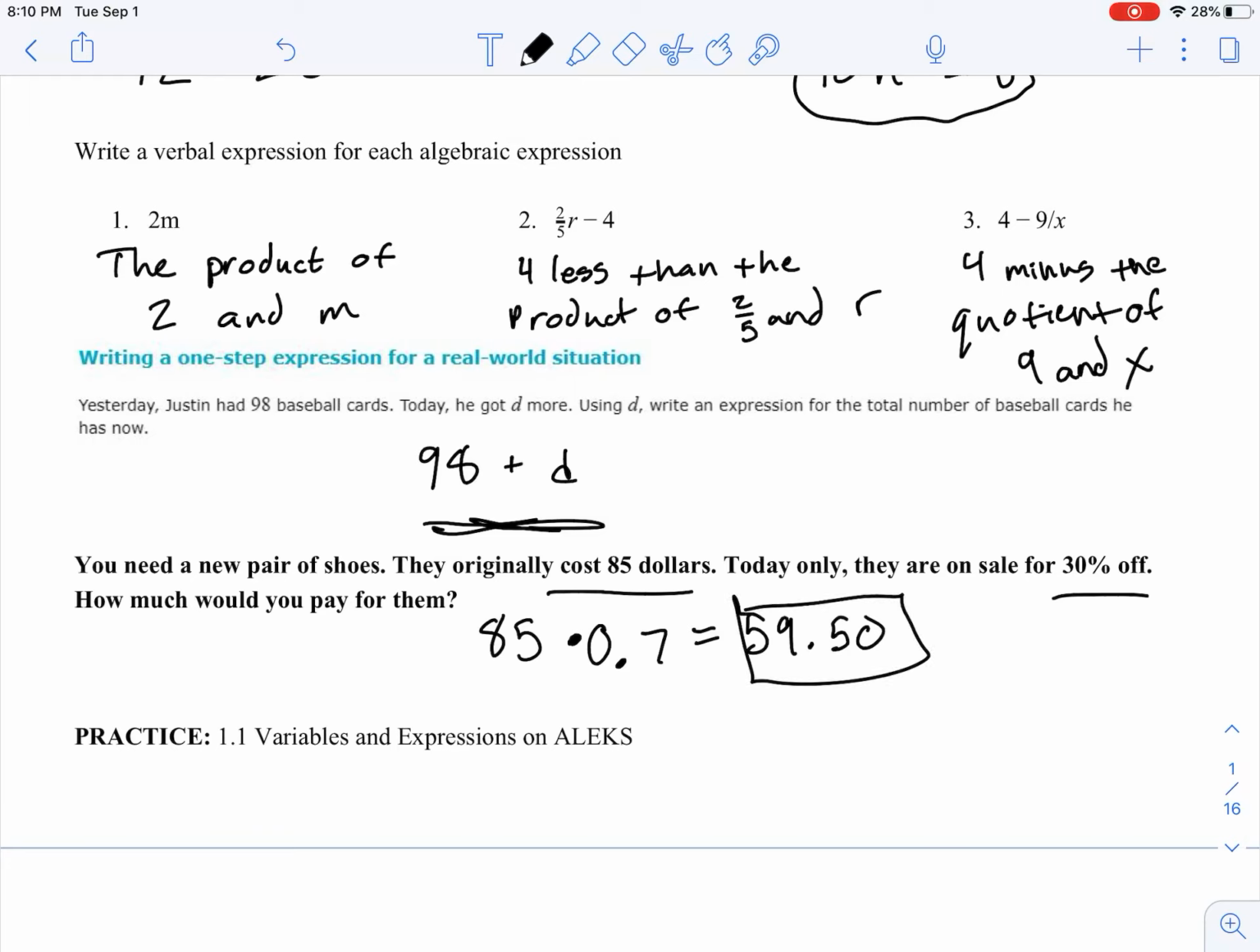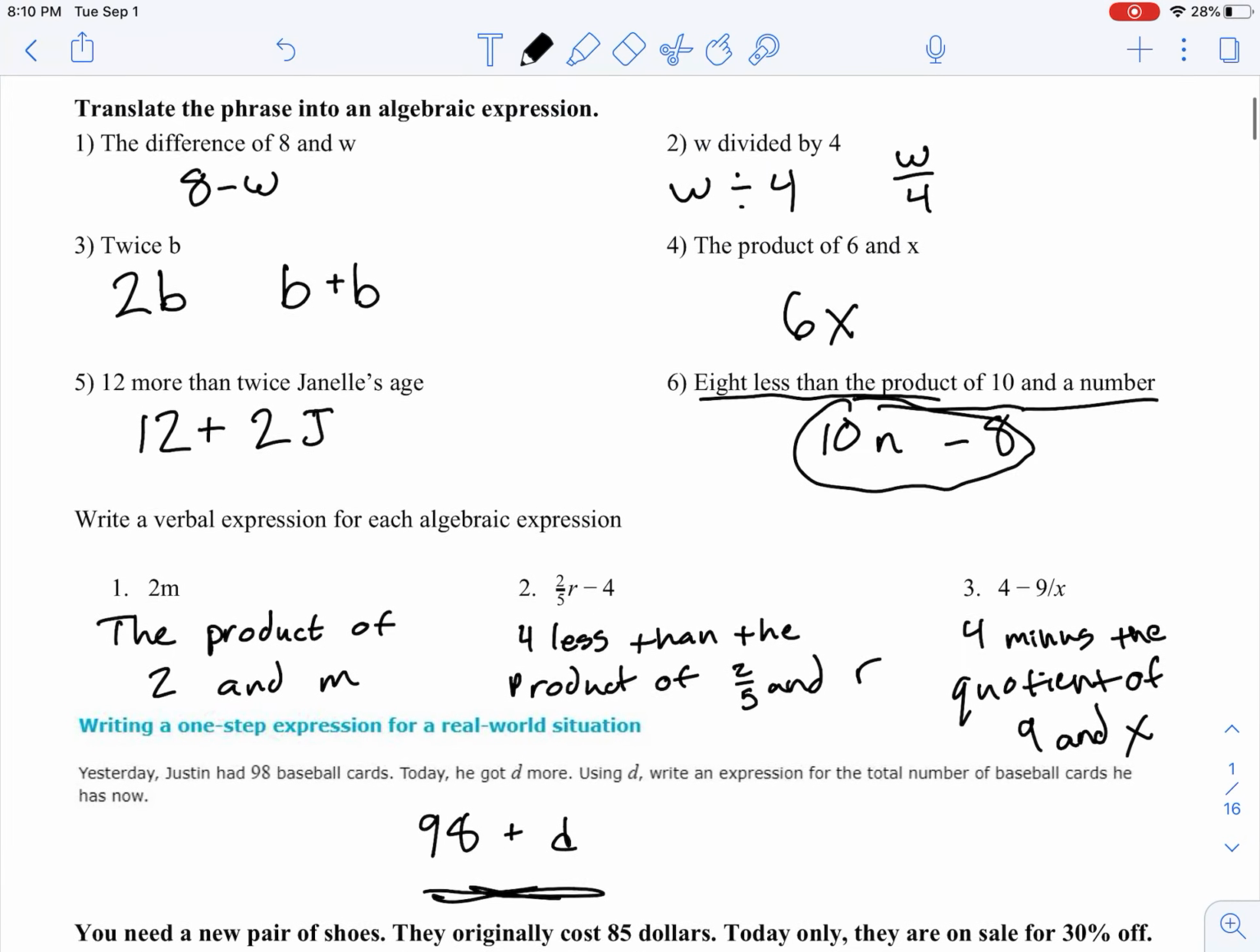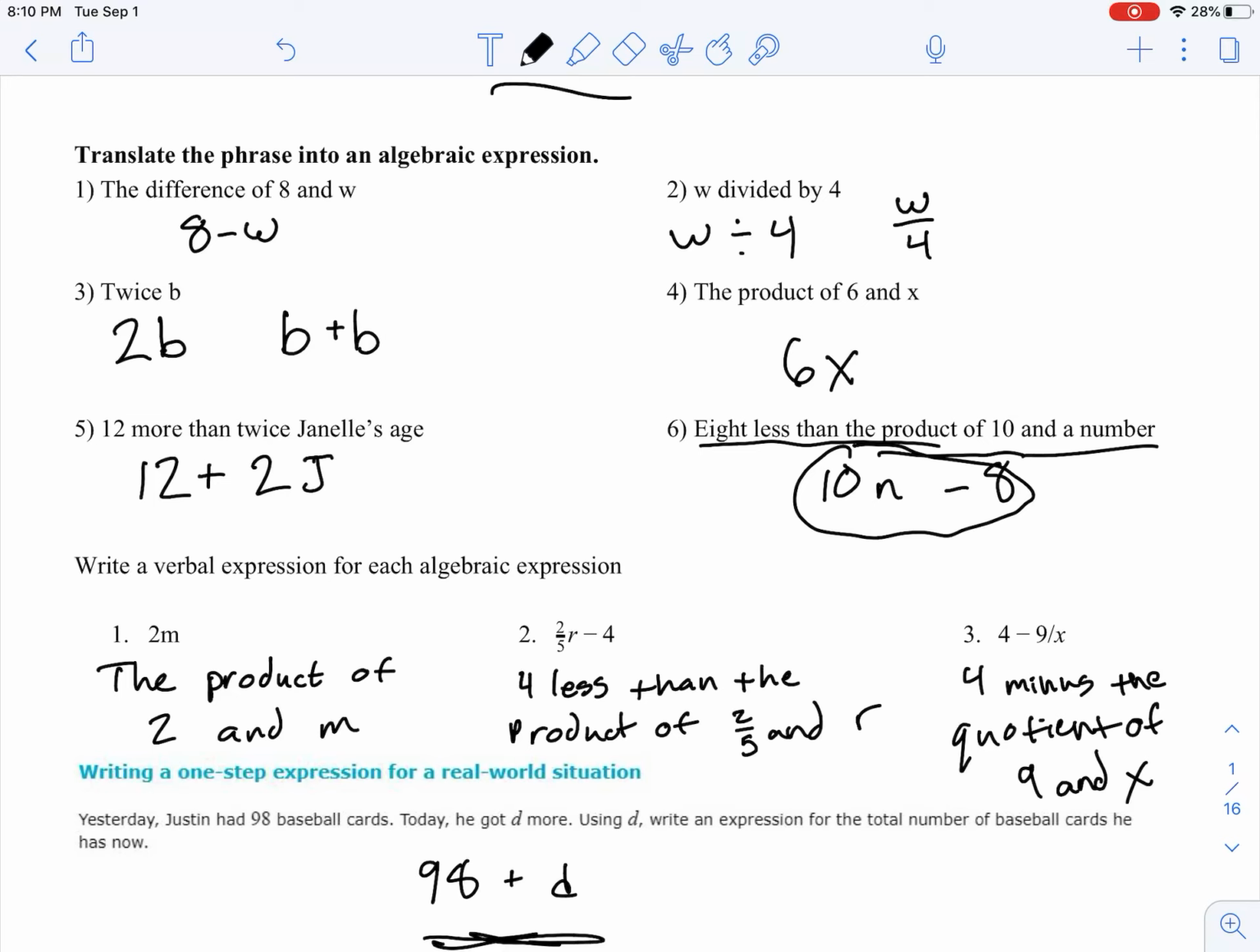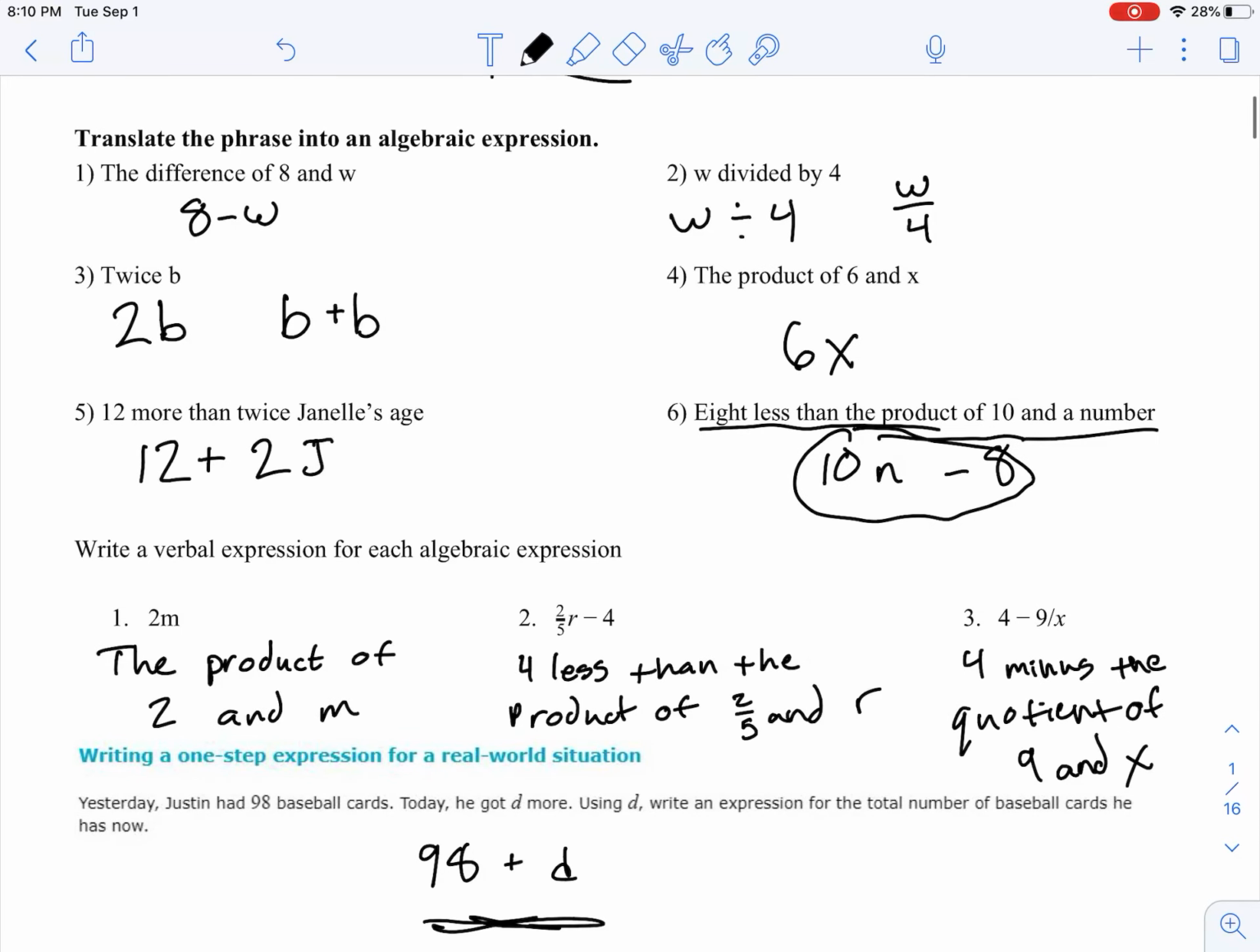That's just an extra problem just to kind of see where we were at in class. If you didn't get that, that's okay. Don't focus on that one. Focus on everything up here that you can see right now.